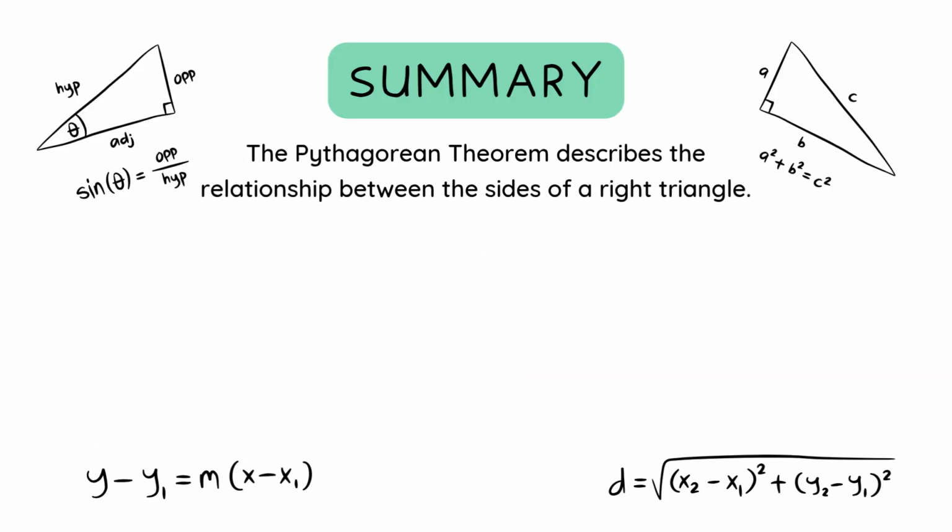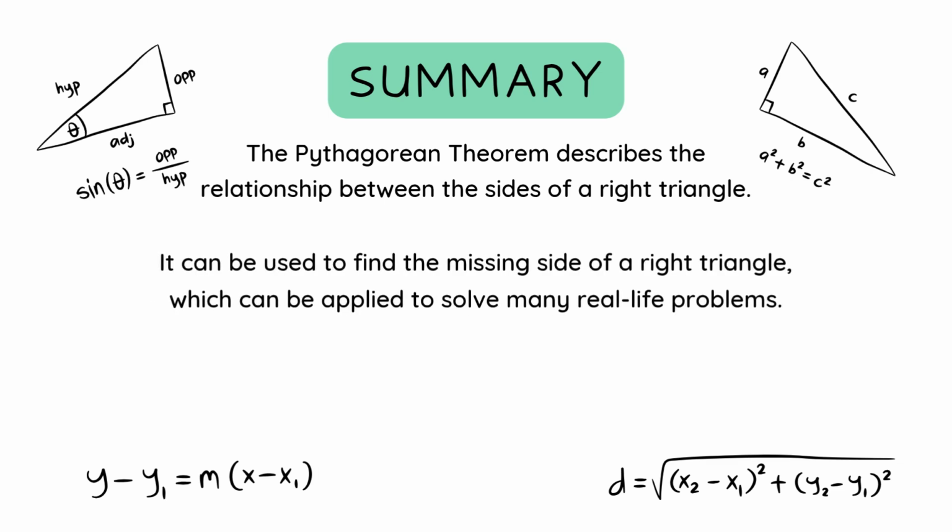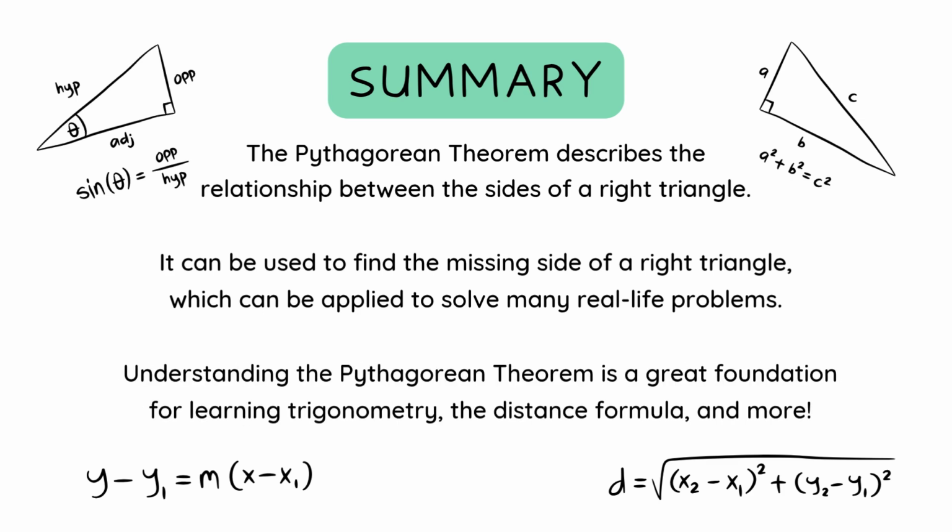Summary. The Pythagorean theorem describes the relationship between the sides of a right triangle. It can be used to find the missing side of a right triangle, which can be applied to solve many real-life problems. Understanding the Pythagorean theorem is a great foundation for learning trigonometry, the distance formula, and more.